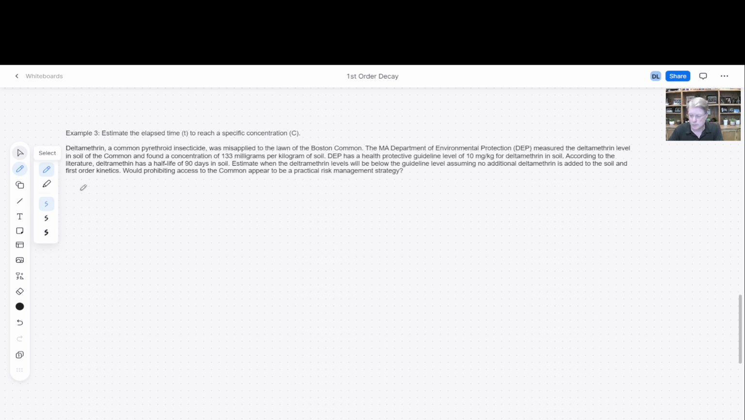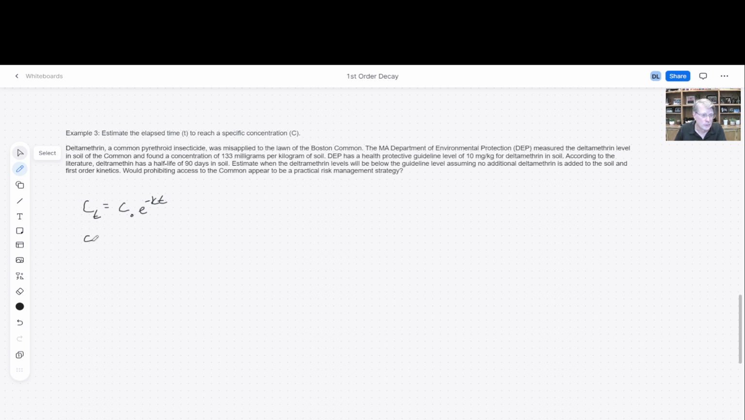Alright, we can do this. We're going to apply our first order decay equation. Let's just write that down. Ct equals C naught e to the negative kt. So we are interested in time. That's t, so we need to solve for t. So let's go ahead and rearrange this equation, solving for t.